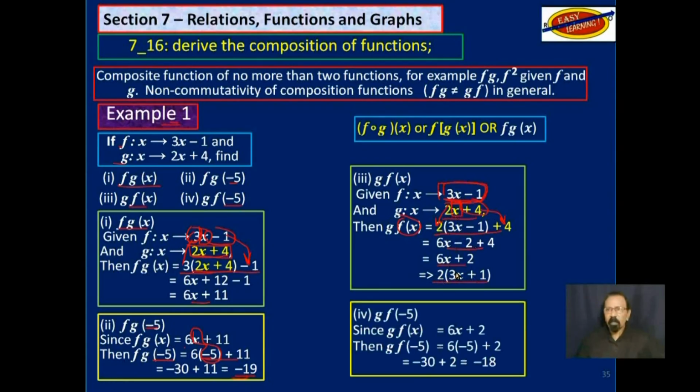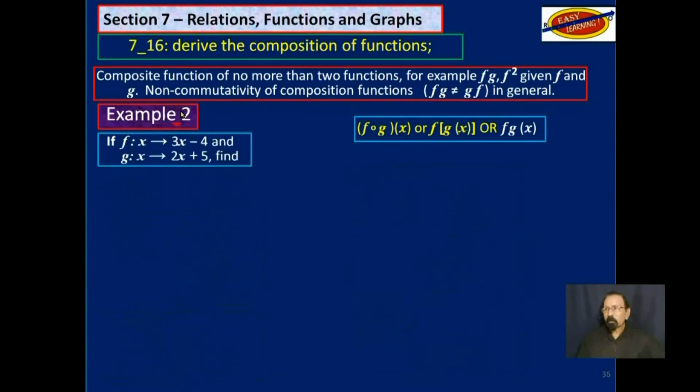And then g of f of -5. So we know what g of f of x is. It's this. If we want x to be -5, then we just replace that x with -5 and we get -18. Okay, that was example 1.